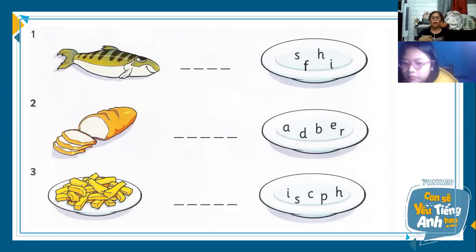Okay. How about, what's this number three? Look at number three. This is a food.